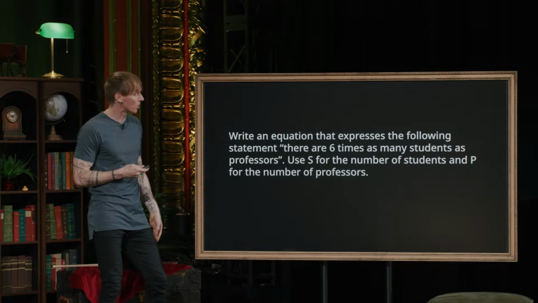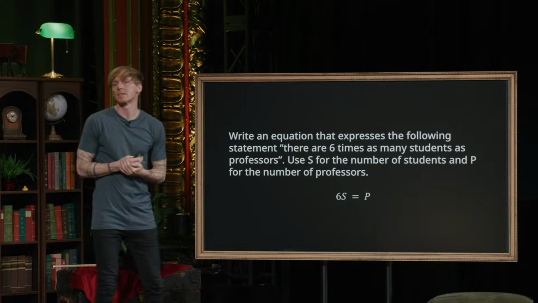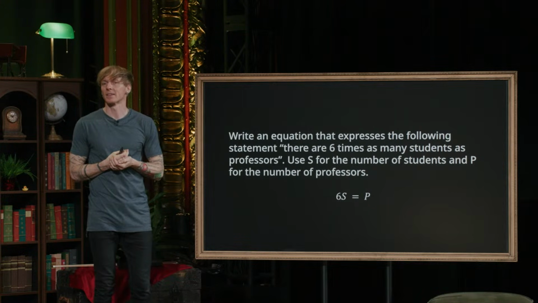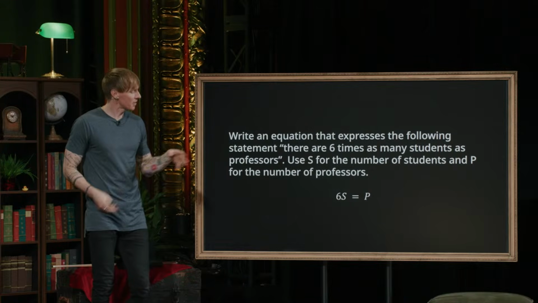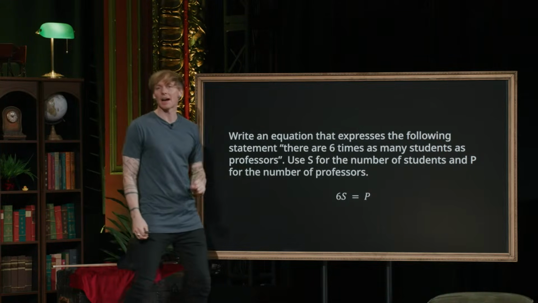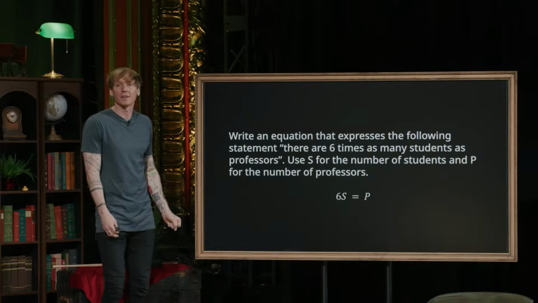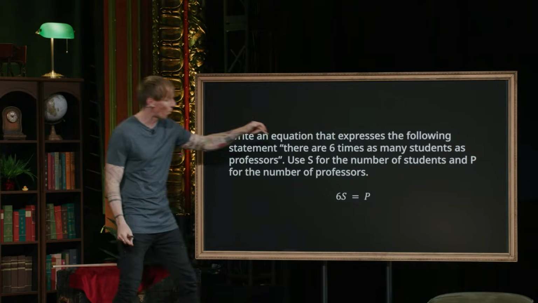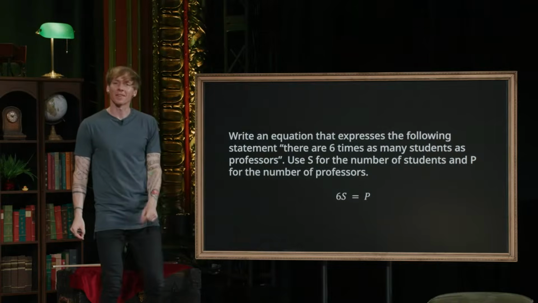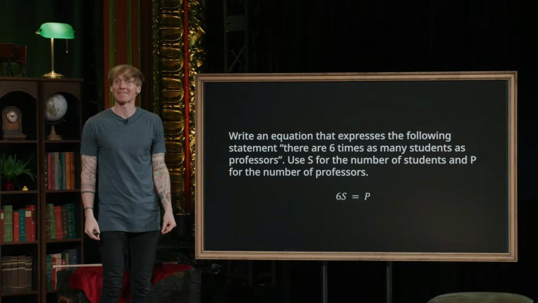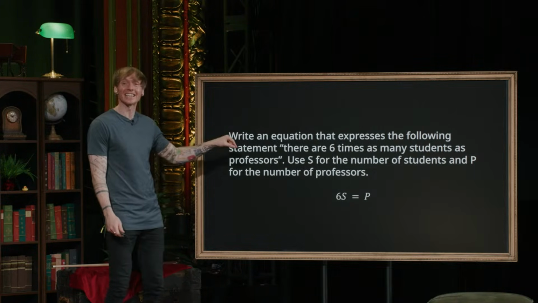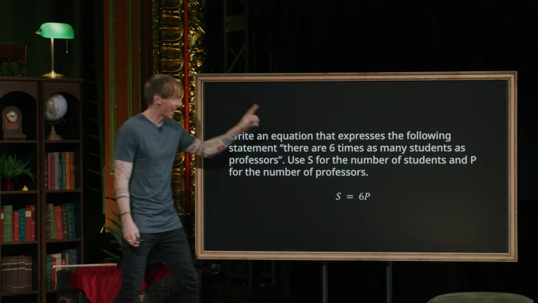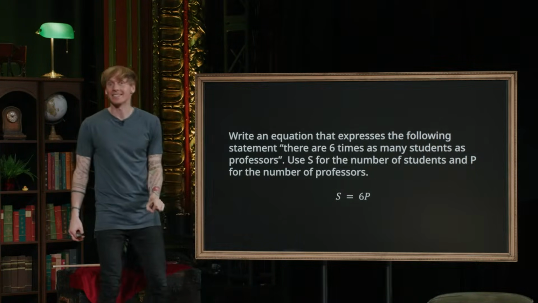We want those to be equal. So maybe it's 6s is equal to p. Now just think about that for a moment. Because if we now substitute in a value, so let's suppose I have a single student, 1 student. If s is equal to 1, that says for that 1 student, I've got 6 professors. So it's actually the wrong way round. So the correct equation is s is equal to 6p.